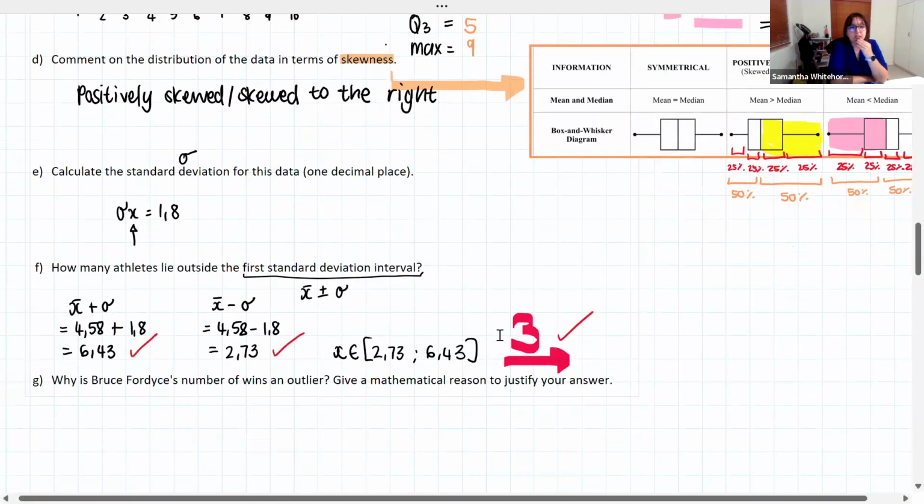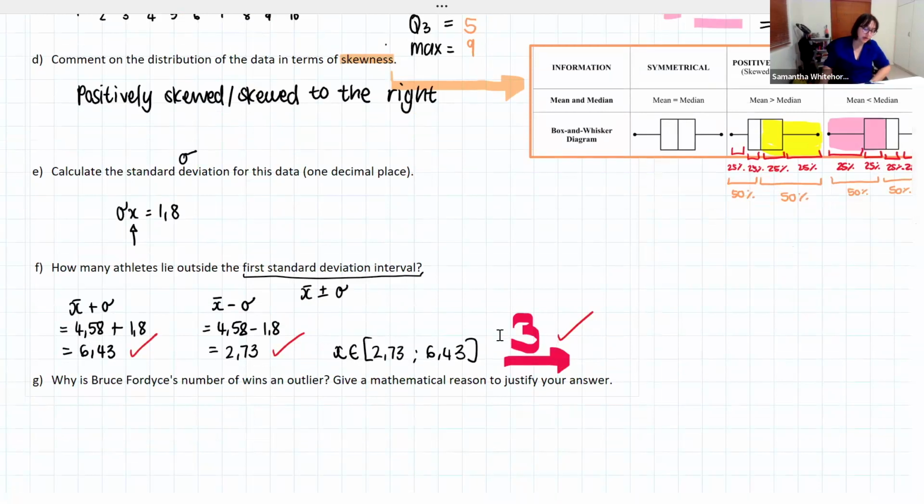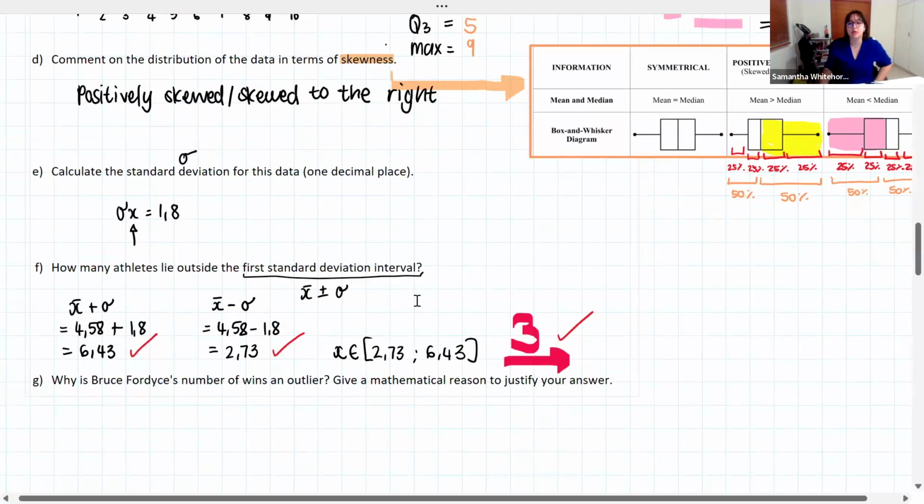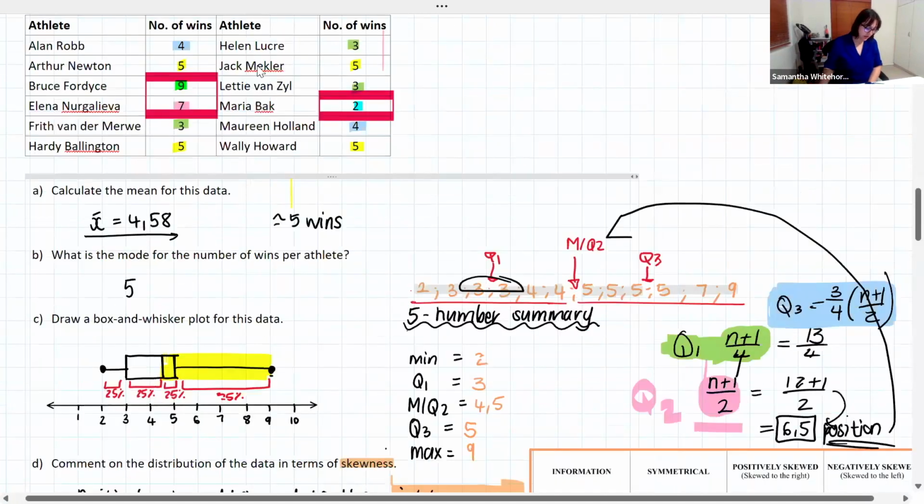Right, question G says, why is Bruce Fordyce's number of wins an outlier? Give a mathematical reason to justify your answer. So there is a mathematical way we can find outliers. I'm going to show you that in a second. But let's just go and double check what his value was.